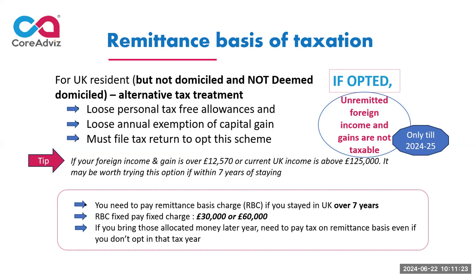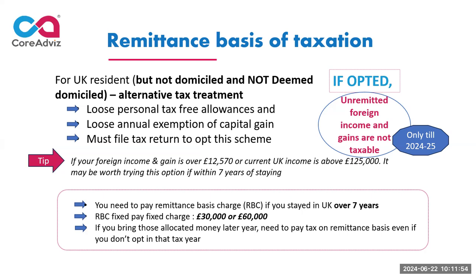So there are three criteria here I have mentioned on this slide, right? So what is the tip from my side? If your foreign income and gain is over 12,570, or your current UK income, let's say you are earning a salary of more than 125,000, then this option is beneficial for you if you are within 7 years of staying in the UK. This is just a tip from my side. But it is again only available for 24-25.